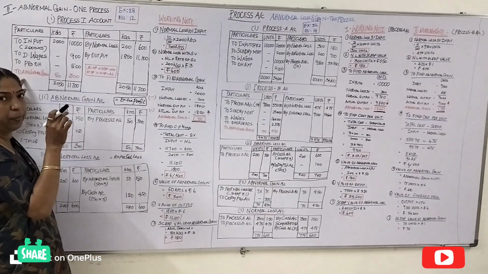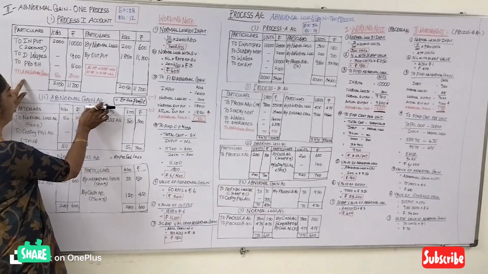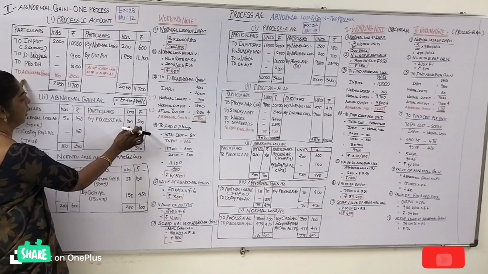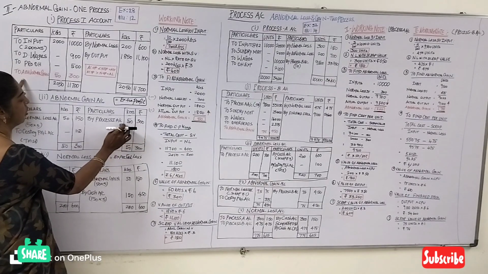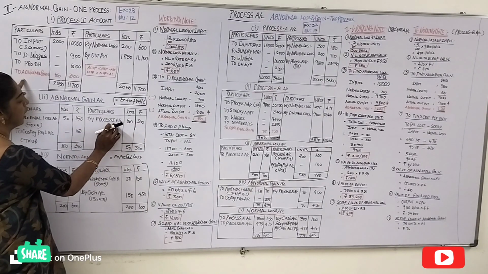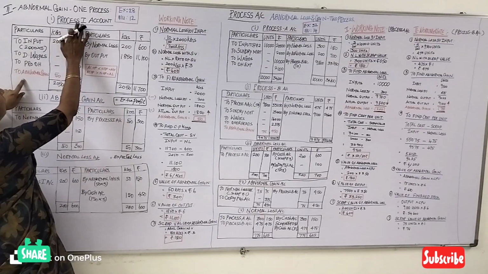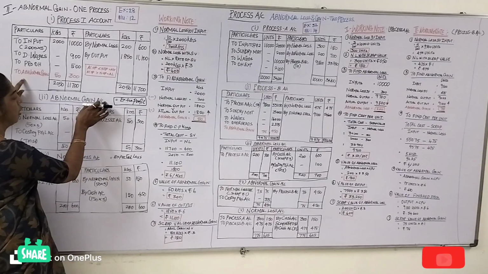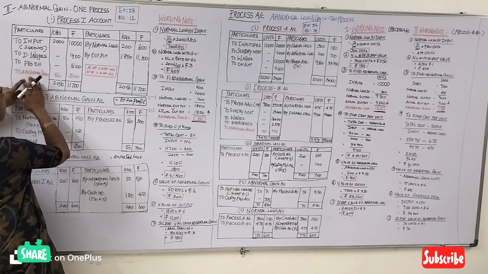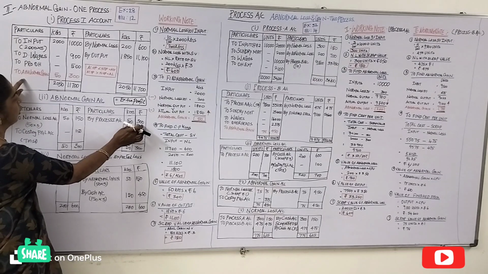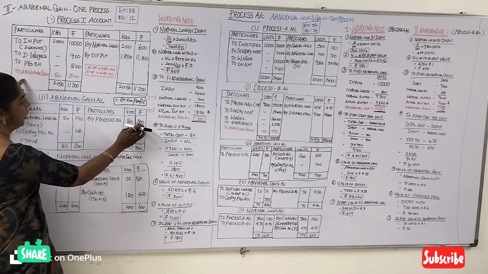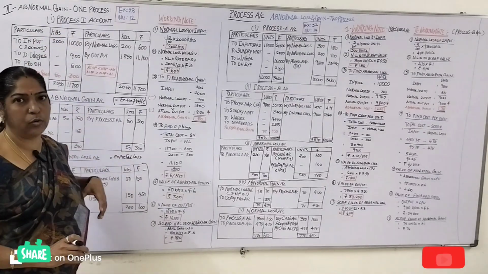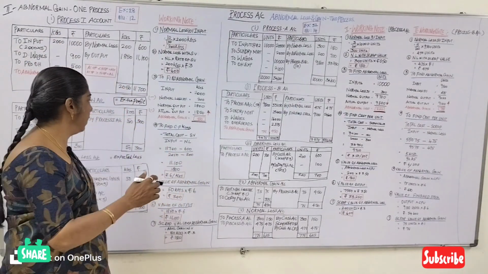If you are going to prepare the abnormal gain account, where it shows on the opposite side, you are going to enter 50 kgs, 300 rupees. Against this, you are going to write "By process 1 account". Why? Because you have taken the abnormal gain from the process 1 account. Okay, listen here carefully.